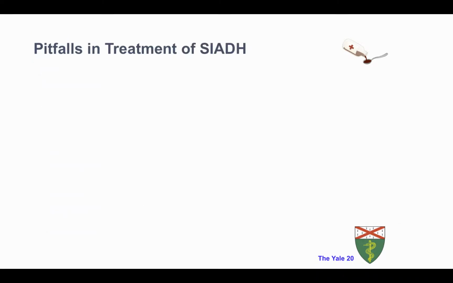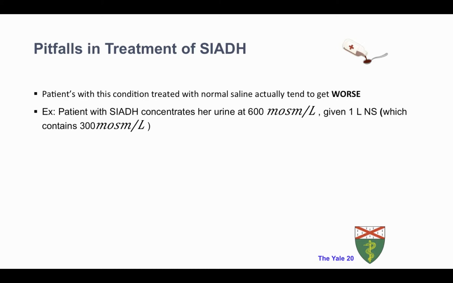Before wrapping up, let's briefly touch on some of the pitfalls in treatment of SIADH. It's helpful to know that patients with this condition who are treated with normal saline actually tend to get worse. And to understand why that is, let's go through a quick example. Let's say we have a patient with SIADH who concentrates her urine at 600 milliosmoles per liter. And let's say we give her 1 liter of normal saline, which contains 300 milliosmoles per liter.